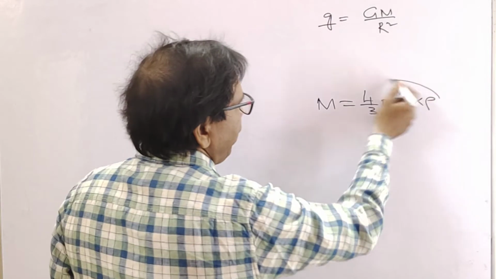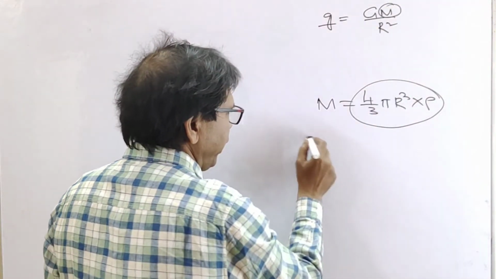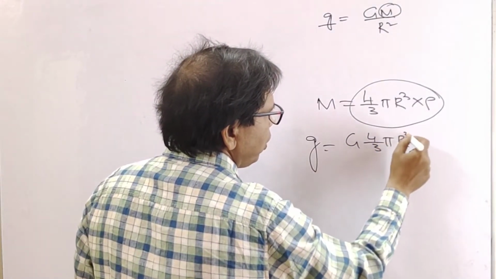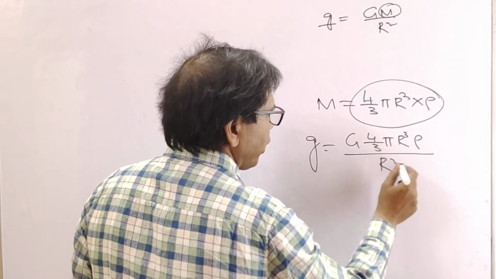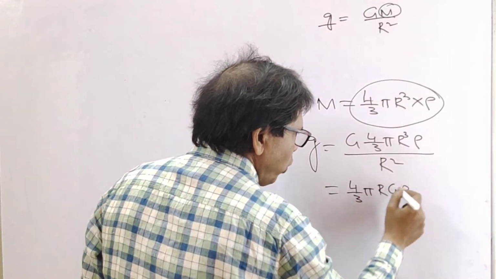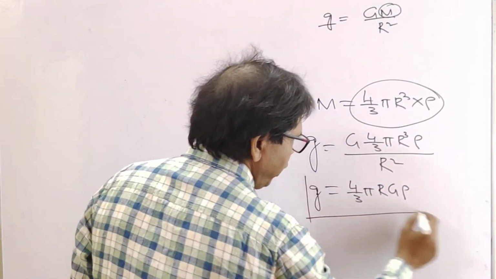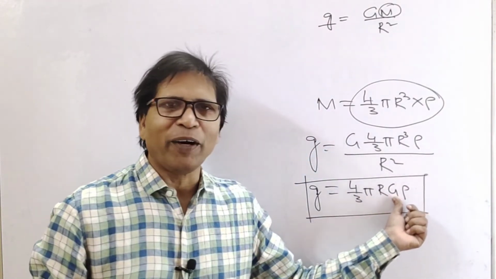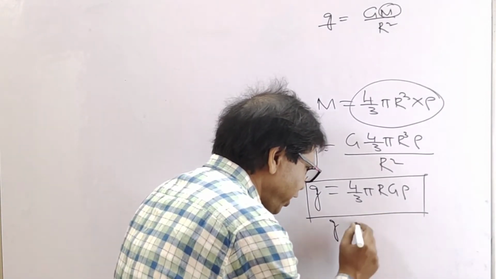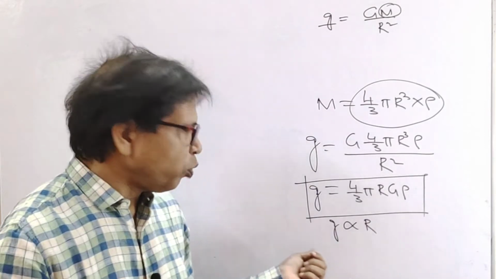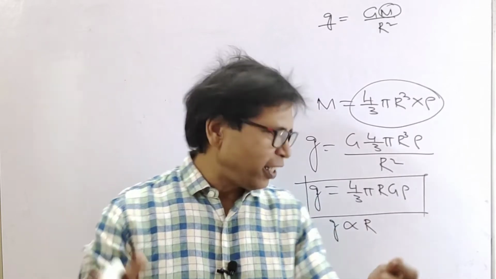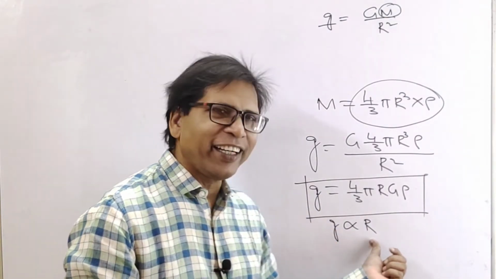Now if we put the value of m in this equation, we get g equal to G into 4/3 pi R cubed into rho, whole divided by R squared. This is the expression of g in terms of the mean density of the earth. For constant mean density, g is directly proportional to R. So two planets having the same mean density, the acceleration due to gravity on the planet is directly proportional to their radius.